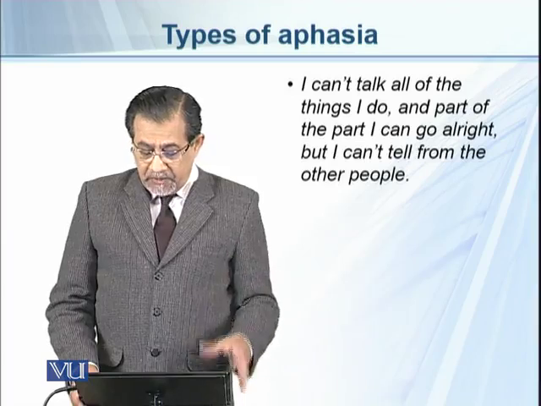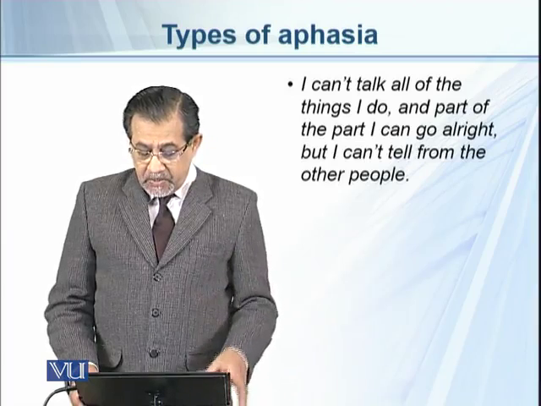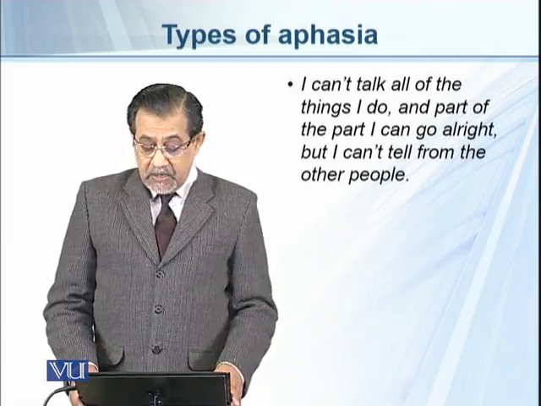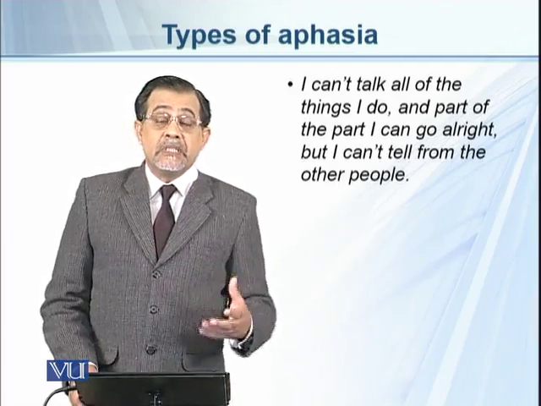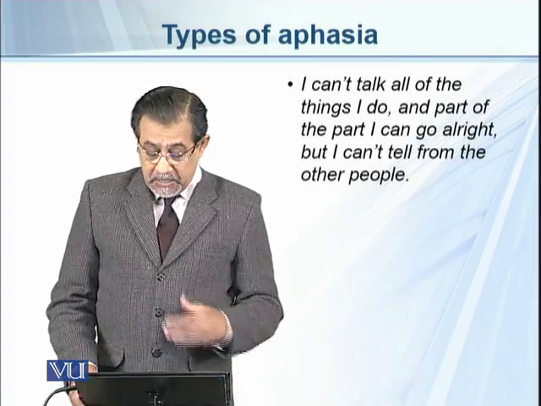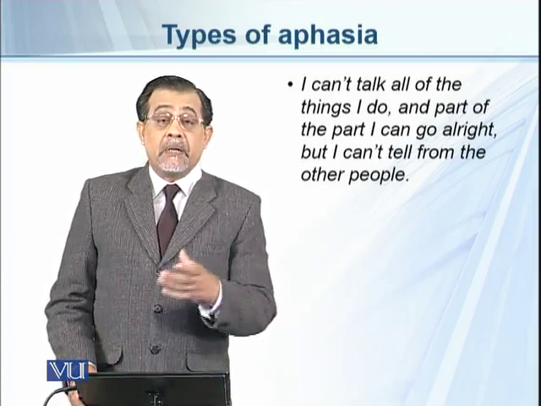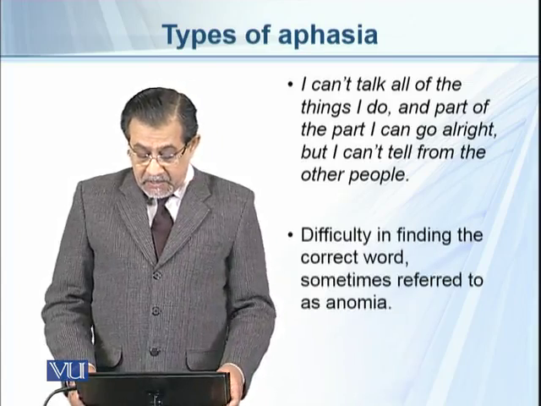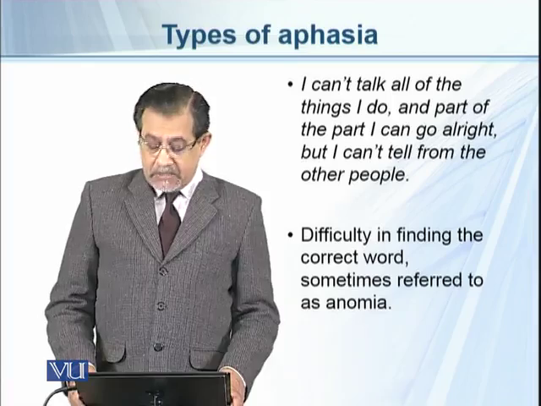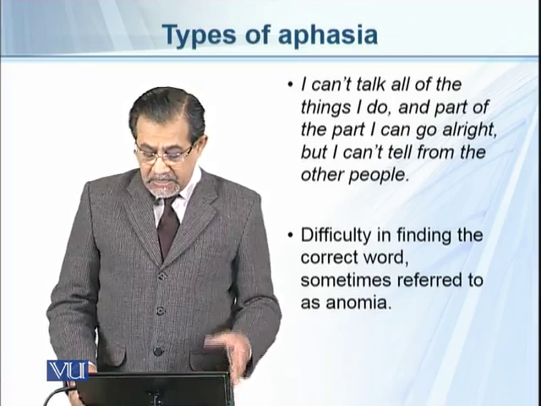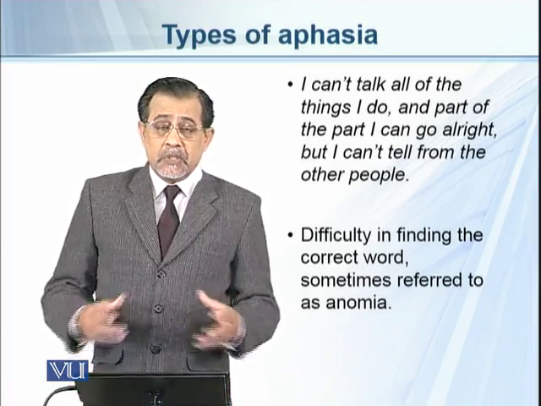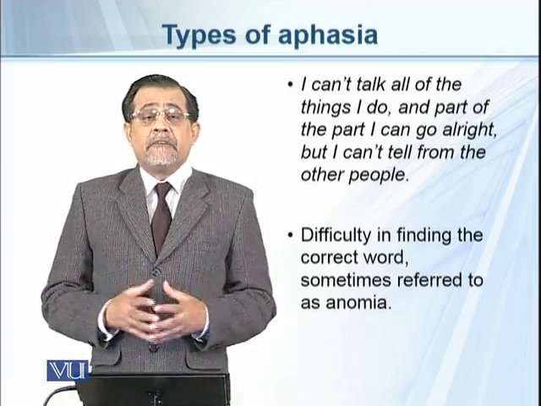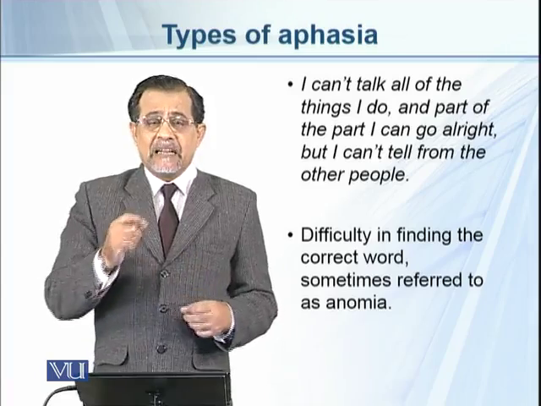I can't talk all of the things I do, and part of I can go all right, but I can't tell from the other people. So this is the type of speech taken from a person with this type of aphasia. Difficulty in finding the correct words is sometimes referred to as anomia. So this situation is also called anomia, because the patient finds difficulty in finding the exact word, as you can see from this example.